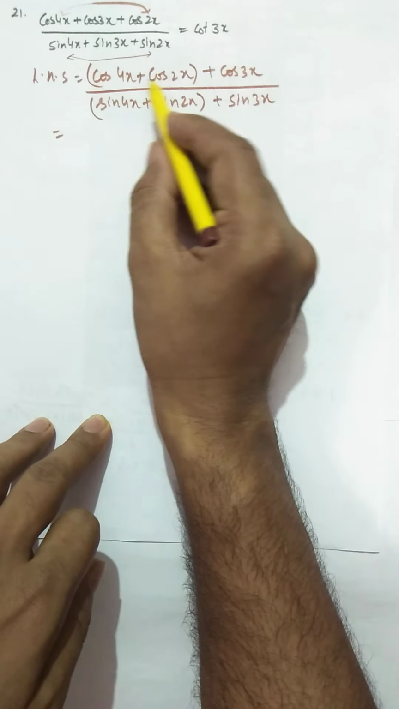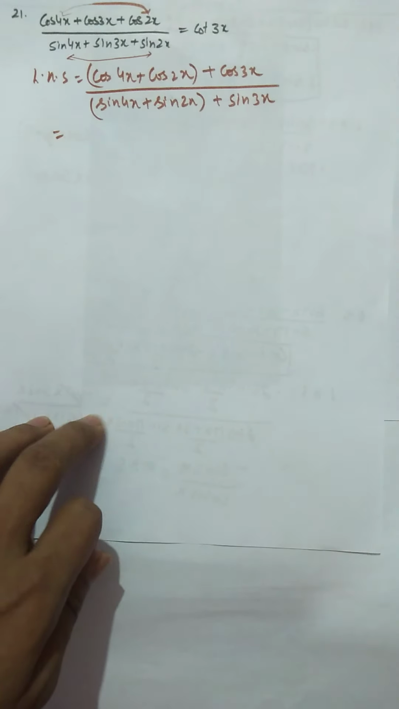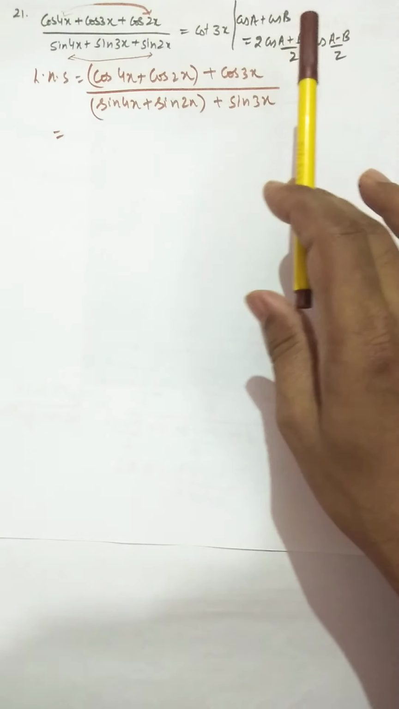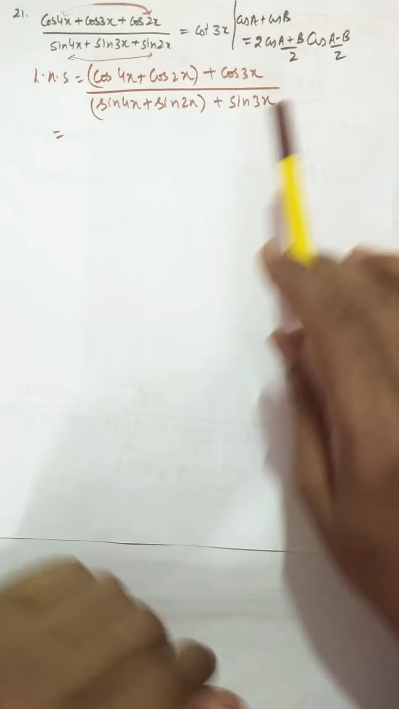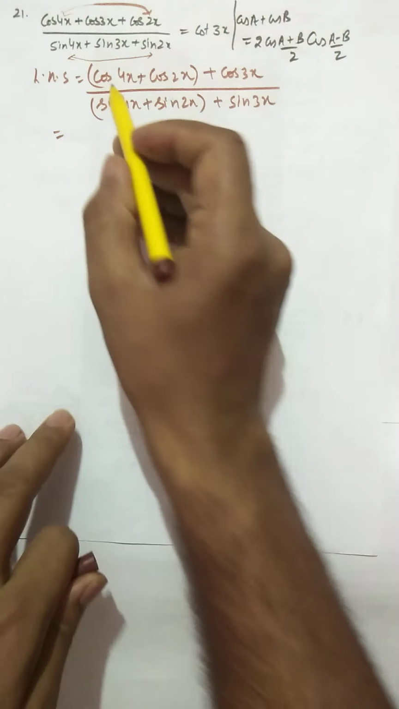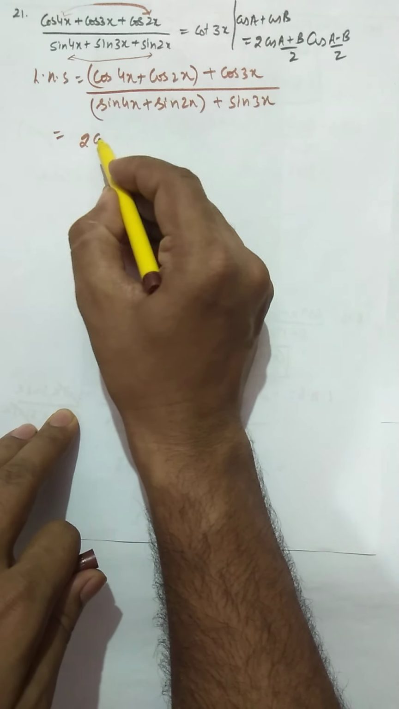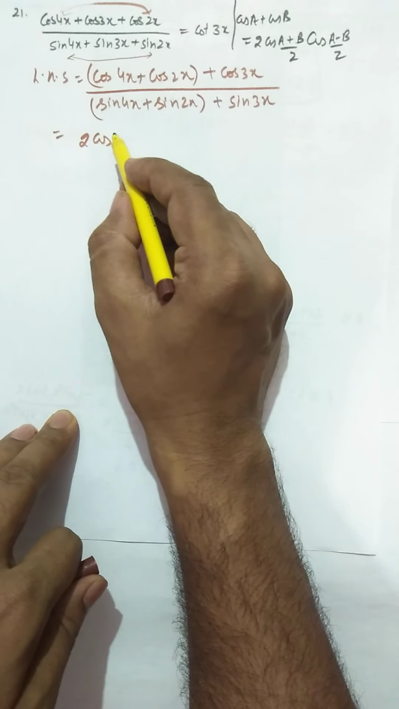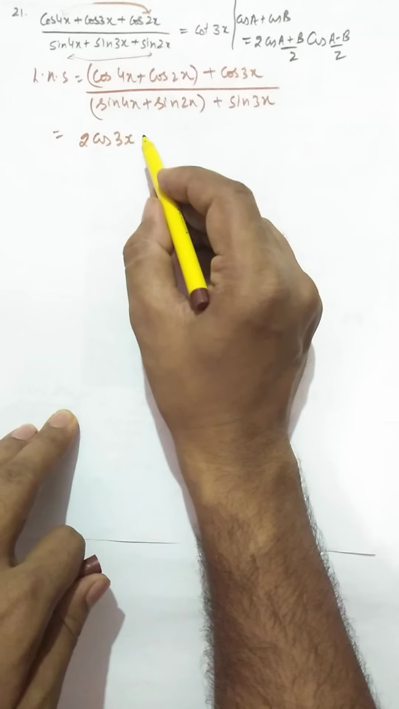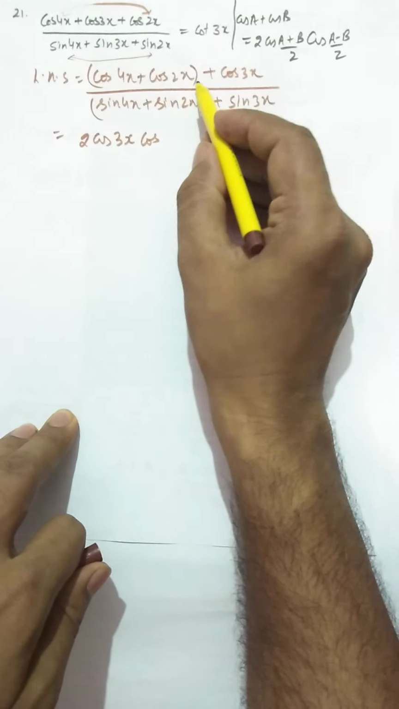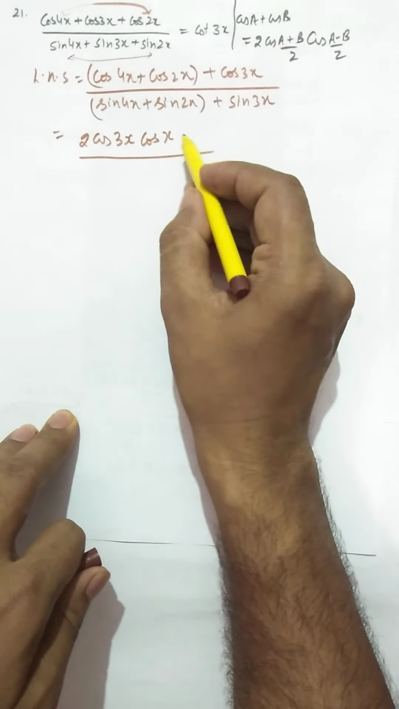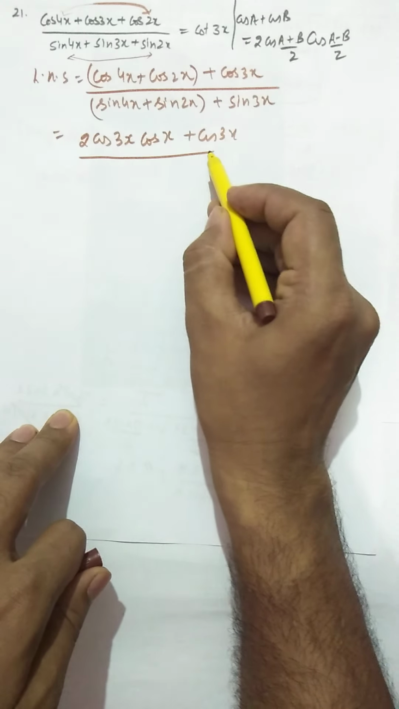Apply the identity cos A plus cos B. I'm writing the identity first. The identity is cos A plus cos B is 2 cos (A plus B)/2 cos (A minus B)/2. So we apply it in this. This is 2 cos (A plus B)/2, meaning 4x plus 2x is 6x divided by 2 is 3x, and then cos of 4x minus 2x, 2x divided by 2 is x, and this is cos x.